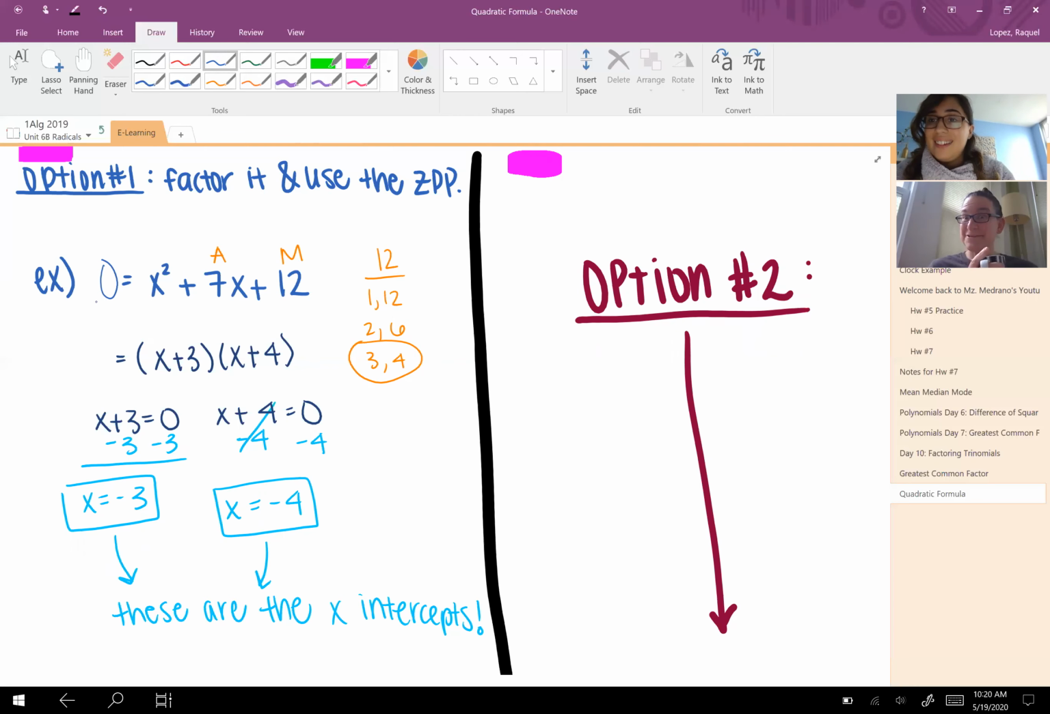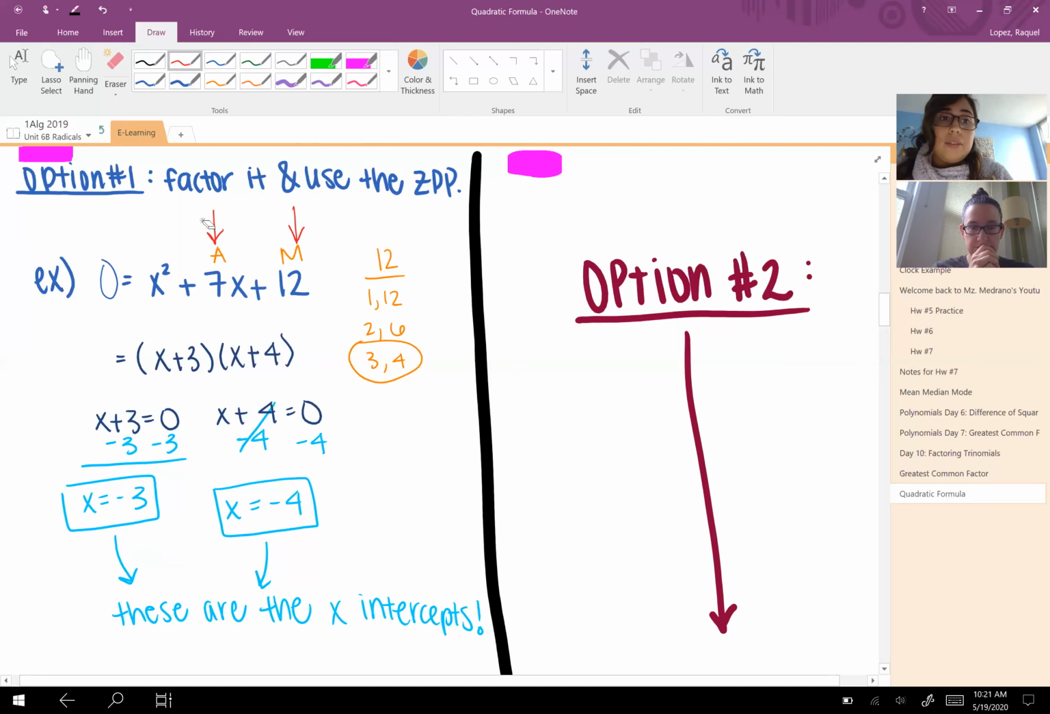Exactly. And x-intercepts are where we are on the x-axis, right? And if we're on the x-axis, then y is 0. So that's why we're setting it equal to 0. Once we set it equal to 0, in order to factor it, we are looking for two numbers that satisfy two conditions. We're looking for two numbers that add to this middle term and multiply to that last term.